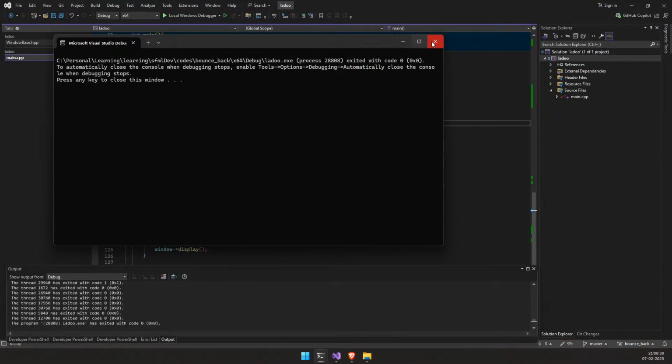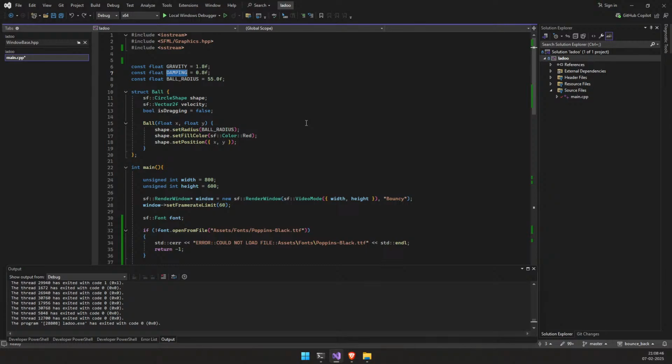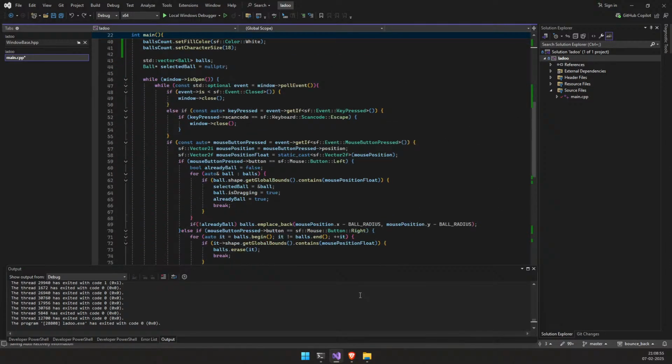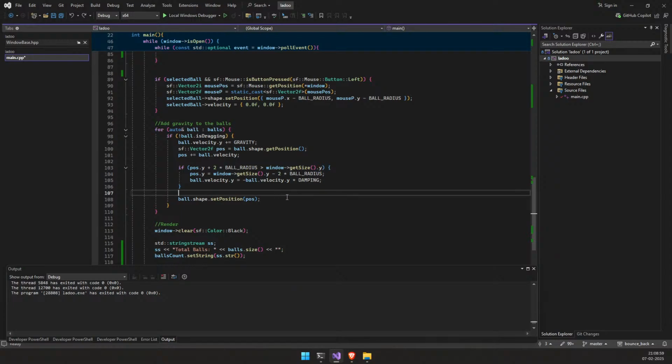So to add some friction to it, we are adding this damping value. What damping does is it will remove some energy from it. So we are keeping 80% of its energy and taking away 20% of its gravity or velocity, and then we are setting up the position.